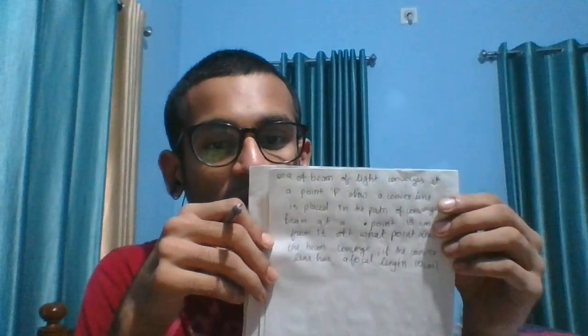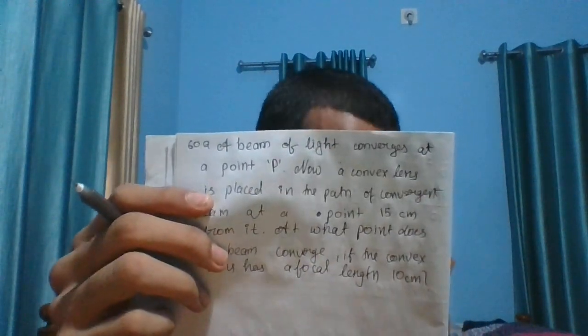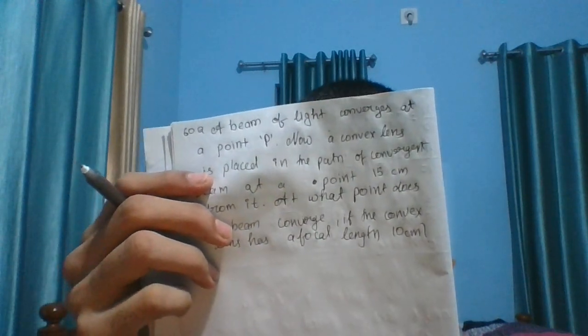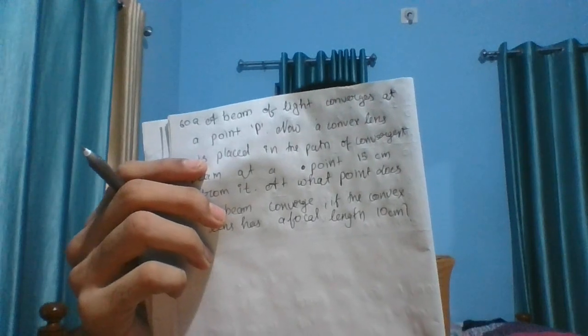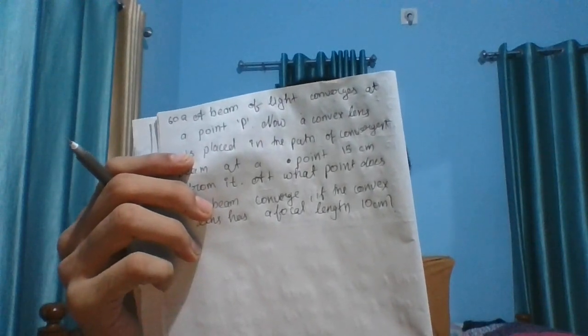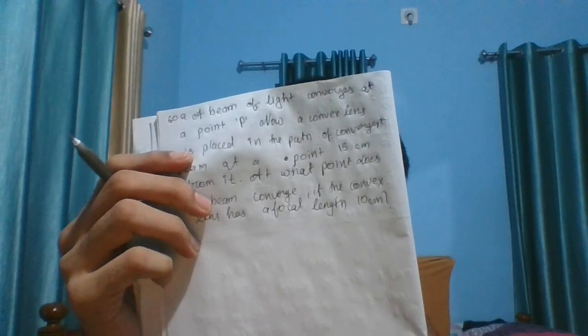So the next question is: a beam of light converges at a point P. A convex lens is placed in the path of the convergent beam at a point 15 cm from it. At what point does the beam converge if the convex lens has a focal length of 10 cm?